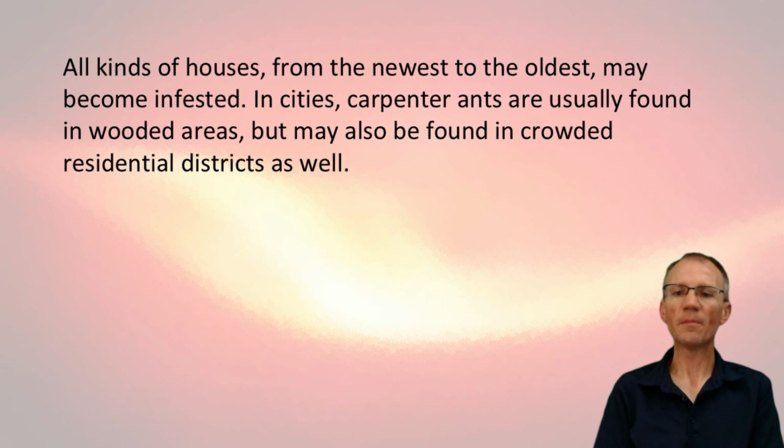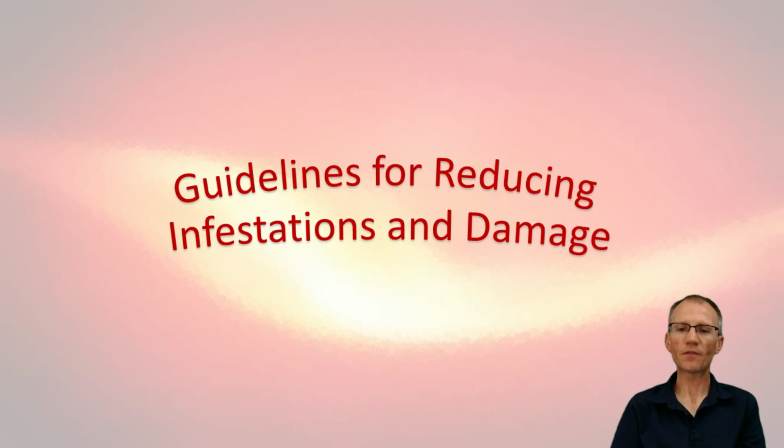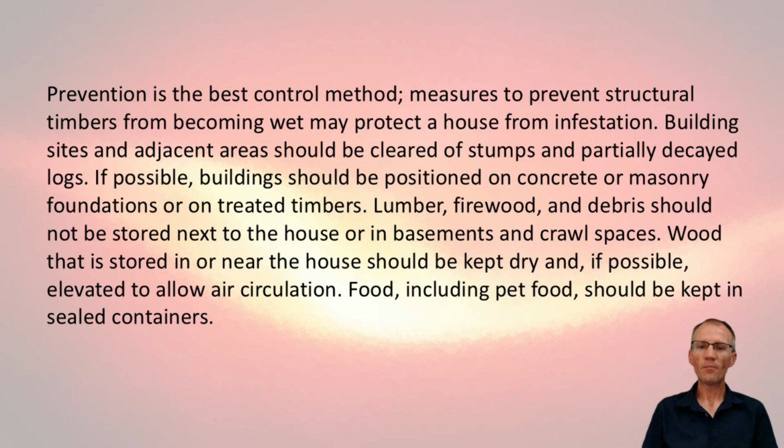All kinds of houses, from the newest to the oldest, may become infested. In cities, carpenter ants are usually found in wooded areas, but may also be found in crowded residential districts as well. Let's look at some guidelines for reducing infestations and damage. Prevention is the best control method. Measures to prevent structural timbers from becoming wet may protect a house from infestation. Building sites and adjacent areas should be cleared of stumps and partially decayed logs. If possible, buildings should be positioned on concrete or masonry foundations or on treated timbers.